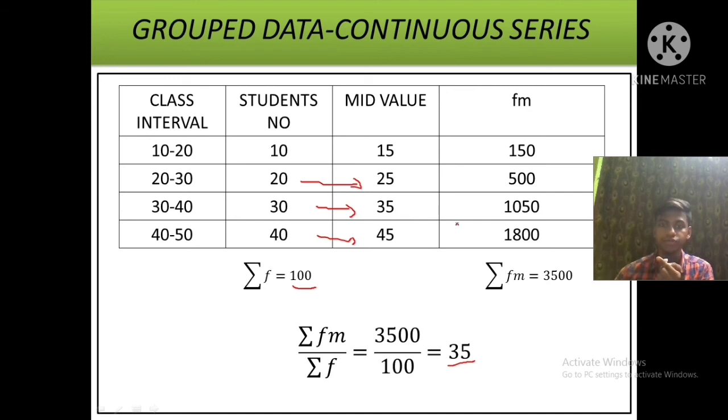I hope you have learned the trick of finding the arithmetic mean, and this is actually very easy. If you practice daily, you will master this topic.